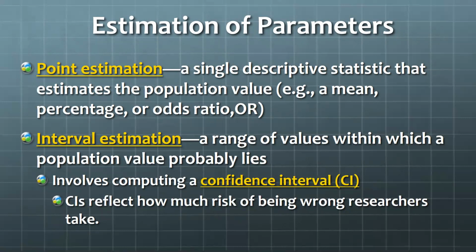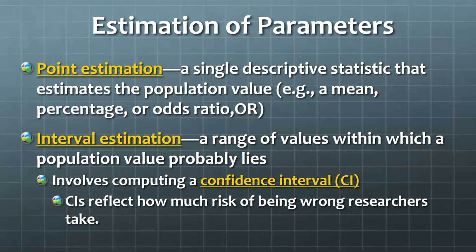So we have to use a mathematical estimator to determine what the mean of the population is, based on the sample that we have. And then we have interval estimation, and this is a range in which we think the population value probably lies. An interval estimation is called a confidence interval.